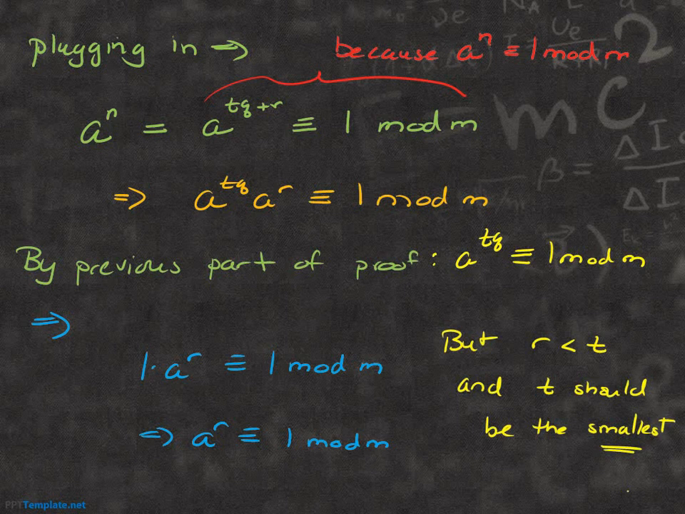But r is smaller than t. That's given to me by the division algorithm, right? Whatever I divide by, the remainder's got to be smaller, or else I haven't done my division right. But that's a problem because t is supposed to be the smallest. So that means r's got to be 0. Done.